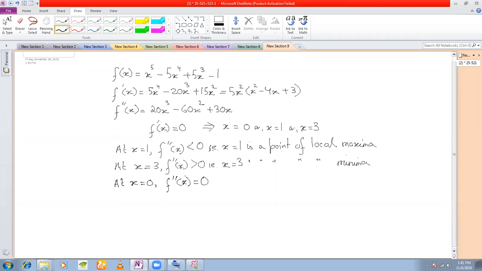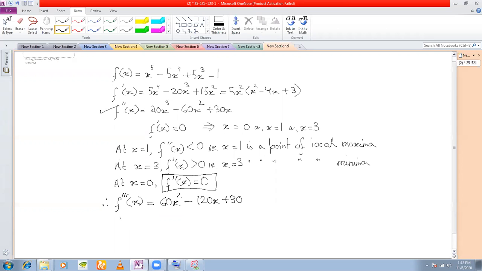Remember that whenever you get f double dash x equal to 0, that is, the second derivative equal to 0, you find f triple dash x, that is, the third derivative. And what is the third derivative here? If you differentiate this one, you will get 60x square minus 120x plus 30, right?